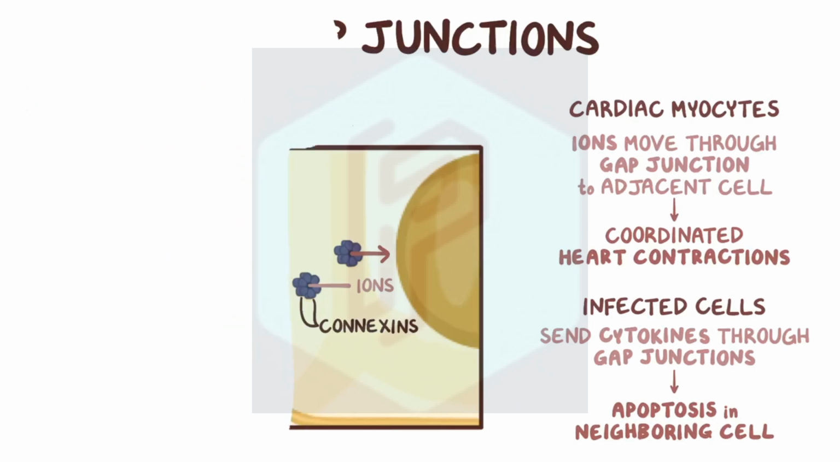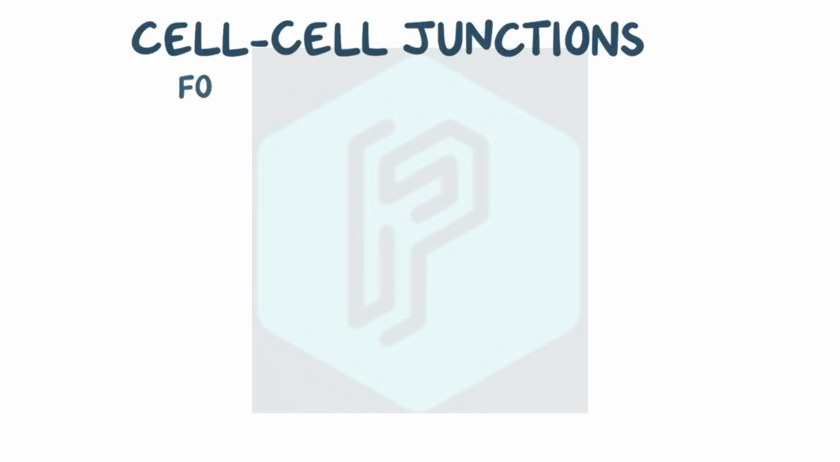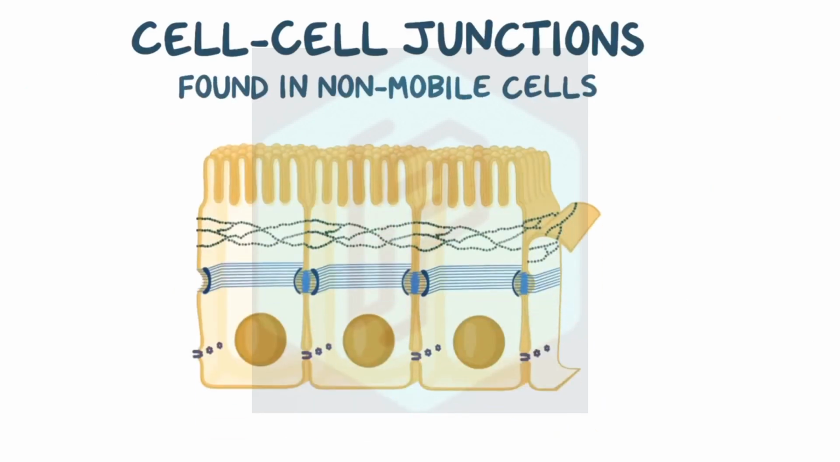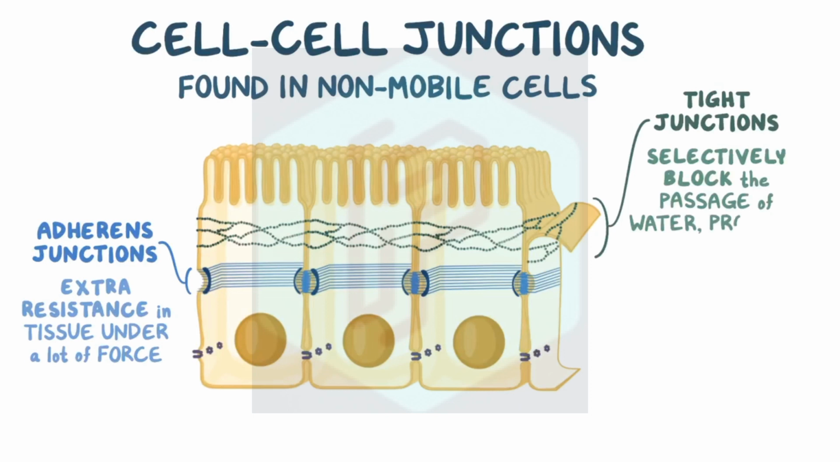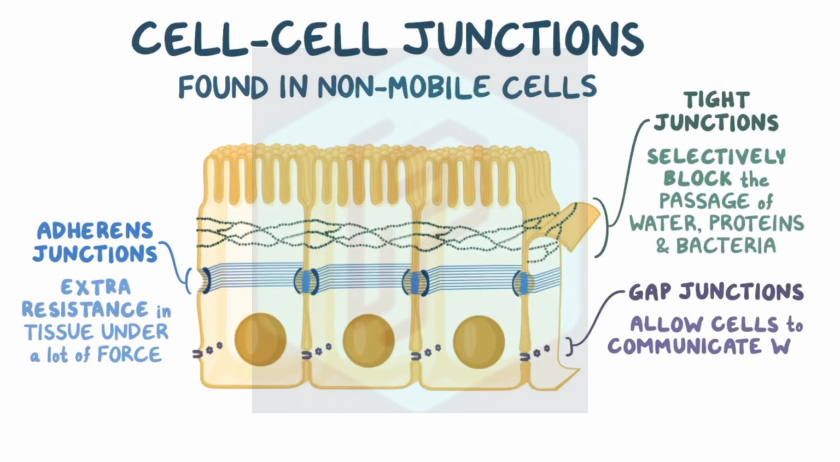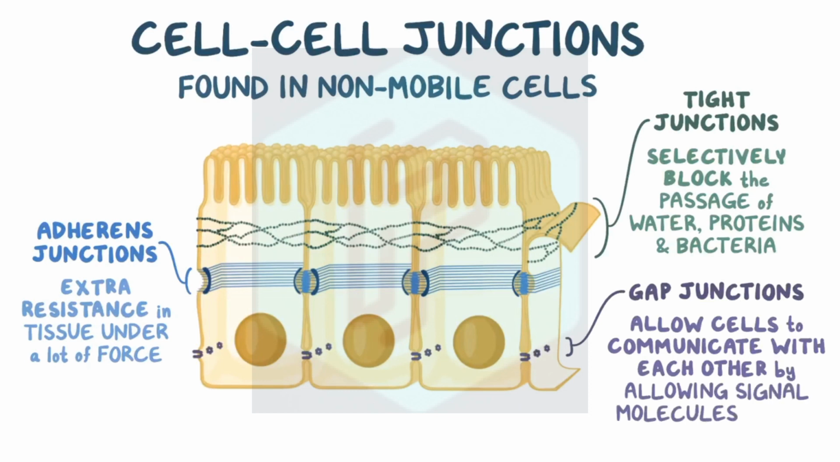Alright, as a quick recap. Cell-to-cell junctions are found in non-mobile cells. Adherens junctions provide extra resistance in tissue under a lot of force. Tight junctions selectively block the passage of water, proteins, and bacteria. And gap junctions allow cells to communicate with each other by allowing signal molecules to pass through.